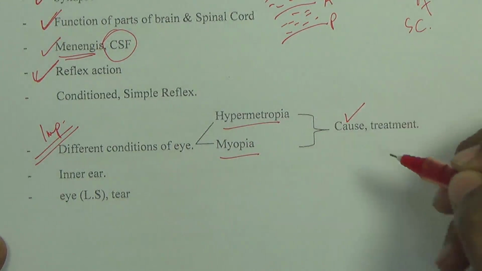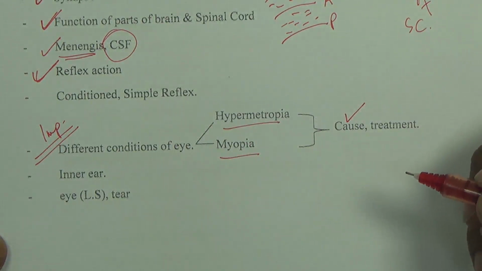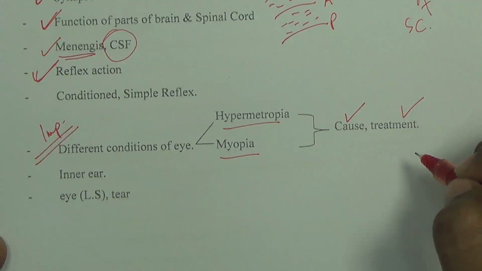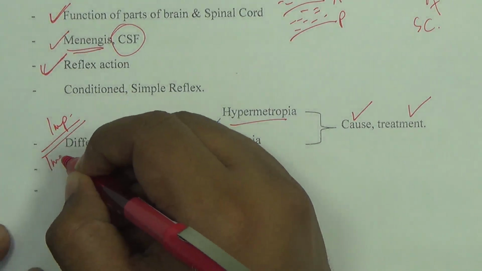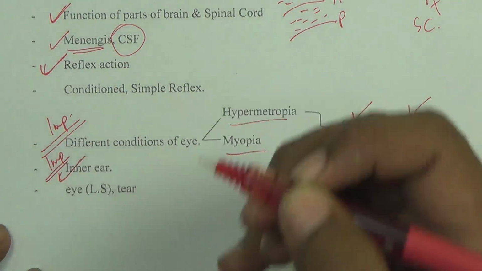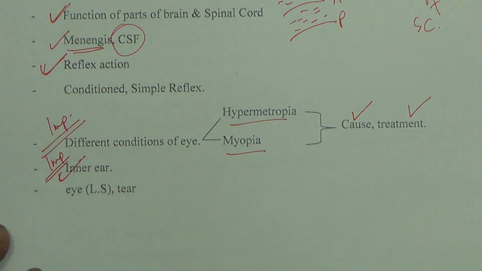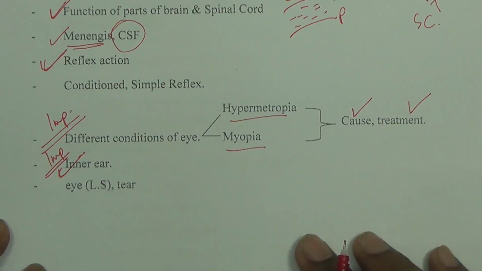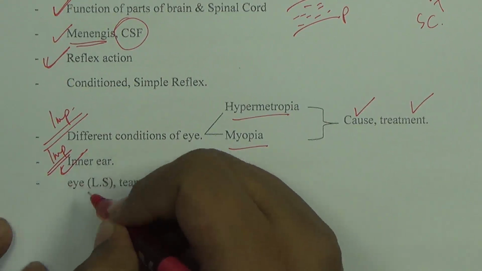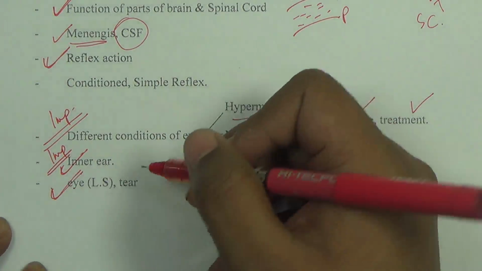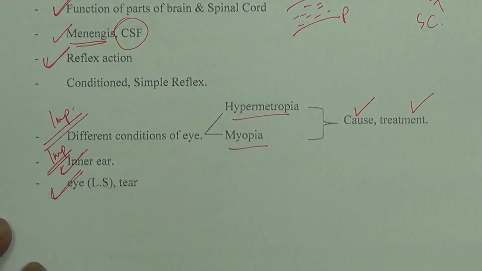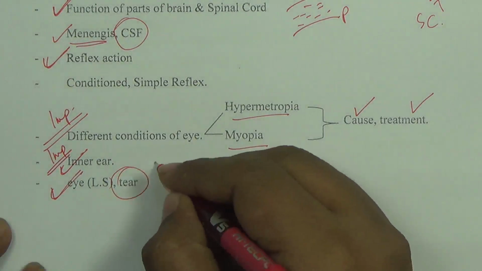The next question will be what are the causes of this defect and how would you treat it. So this is again very important. They might give you a diagram of the internal labyrinth of the inner ear, and they might ask you several questions. The diagram is rare, but they might give it, and they might ask you several questions on that. But the tear is important.